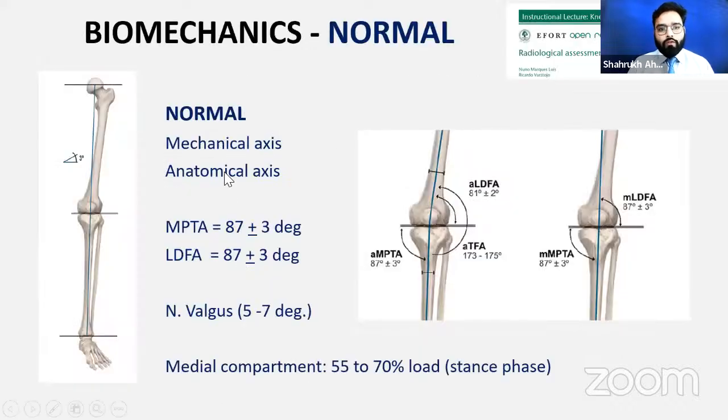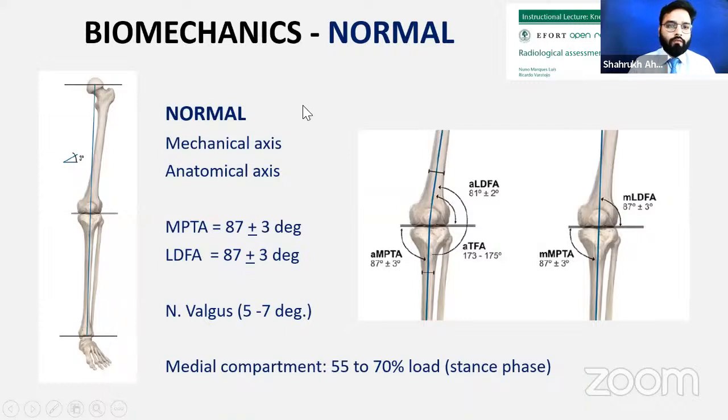Coming to biomechanics of a normal knee, the mechanical axis starts from the center of the hip to the center of the ankle, and it passes from the center of the knee joint. The anatomical axis lies around 5 to 7 degrees of valgus to it, and the normal MPTA and LDFA angles are around 87 plus minus 3 degrees. In a normal knee, there is around 55 to 70% load on the medial compartment.